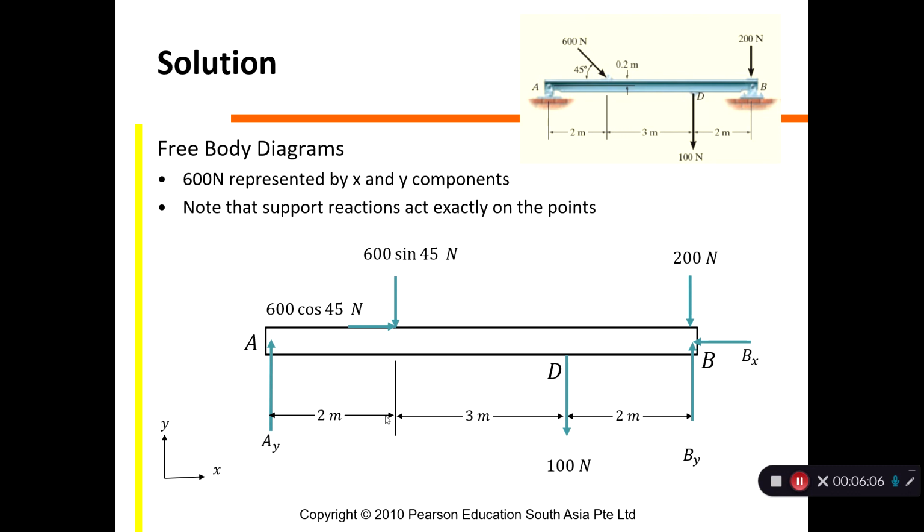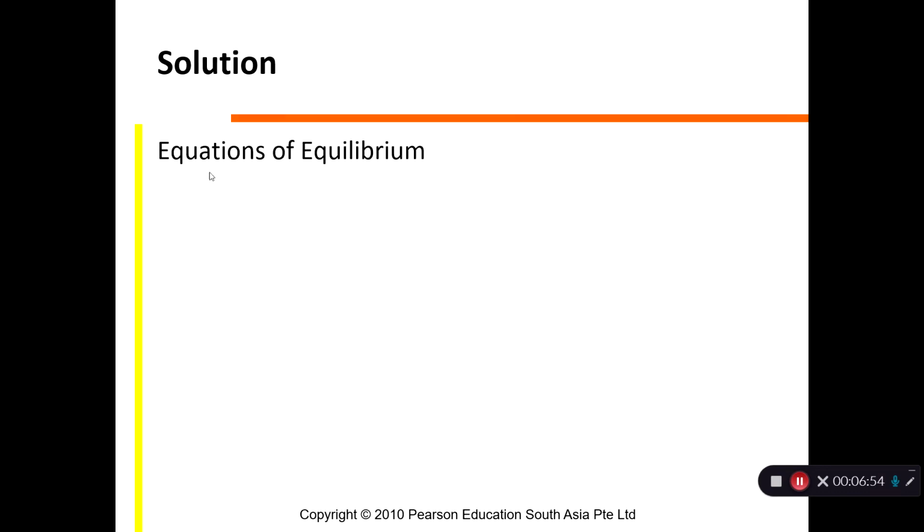And then we put in the distances between the points, and don't forget this one, 0.2 meters. This makes a lot of difference when you want to calculate moment. Now we can apply the equations of equilibrium. Don't forget that our main objective here is to solve for the unknown forces.